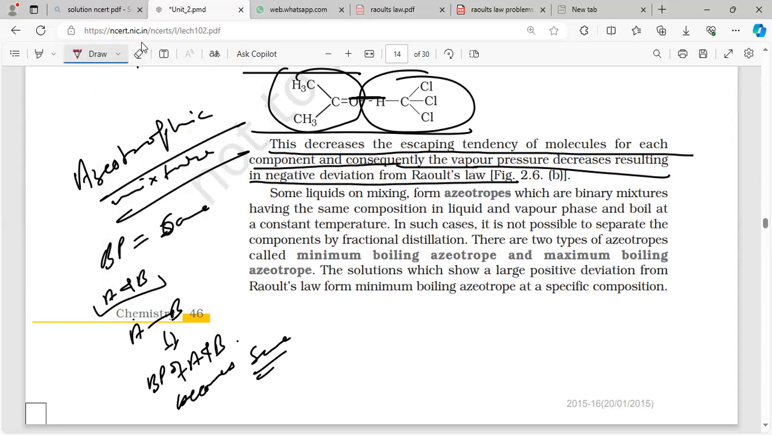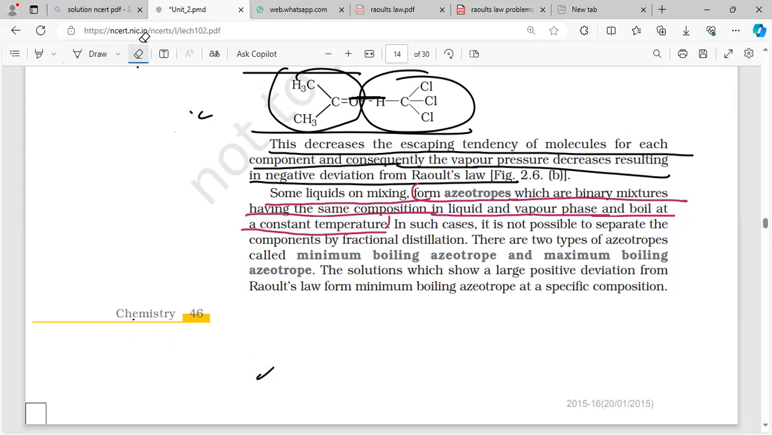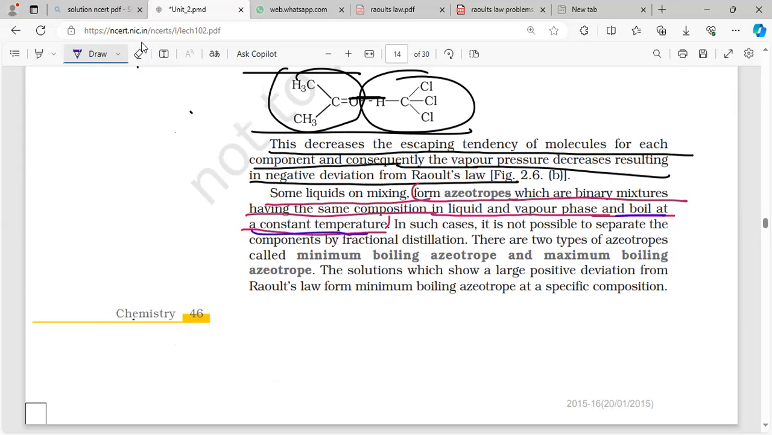Some liquids on mixing form azeotropes, which are binary mixtures having the same composition in liquid state and vapor state, and boil at constant temperature. Boil at constant temperature means the same temperature. Azeotropic mixture is very, very important. So in both states, if the same composition is there, it means it boils at a constant temperature. In such a case, it is not possible to separate the components by fractional distillation. If both are boiling at the same temperature, how can you separate them?